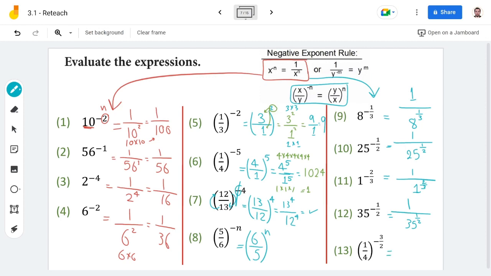Here you can flip and change. So it will be 4 over 1 and 3 over 2. So you can write it as 4 to the power of 3 over 2. Clear? Yes, I hope this one is clear.